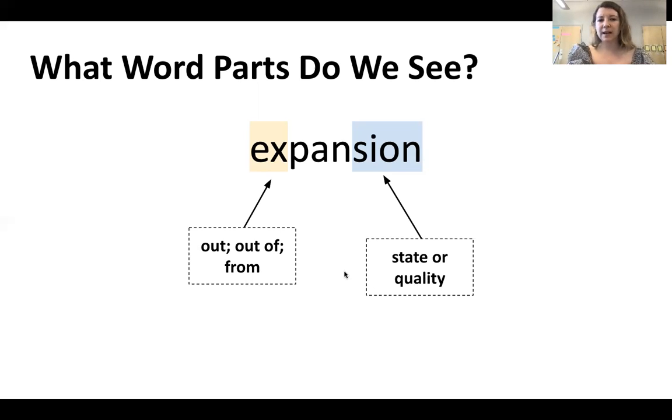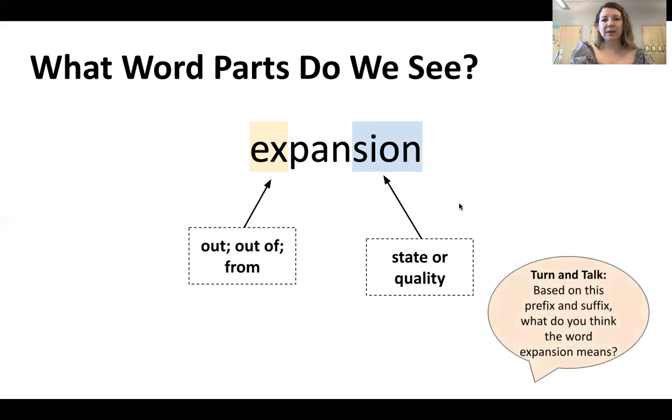So based on this knowledge, knowing that this means out or from, and this means the state or quality, I might ask my students to turn and talk. Based on this prefix and suffix, what do you think the word expansion means? When students are discussing this, they might say, well, maybe this word means the quality or the state of being from somewhere or going out, which is really lending itself to the definition of the word expansion and will help students as they understand that phrase, westward expansion, which is really important in the social studies unit.